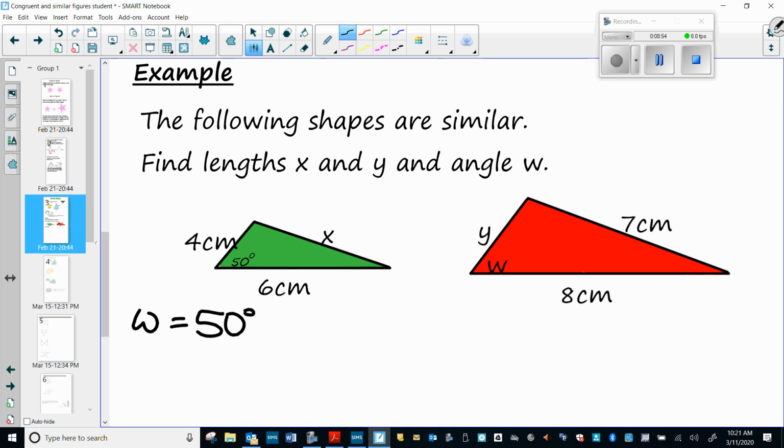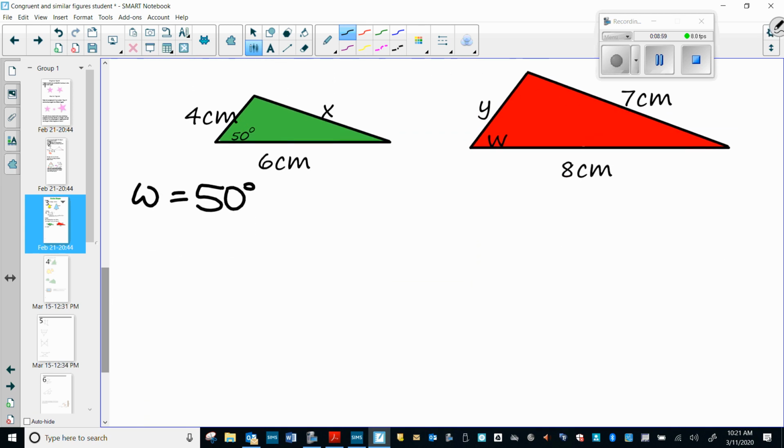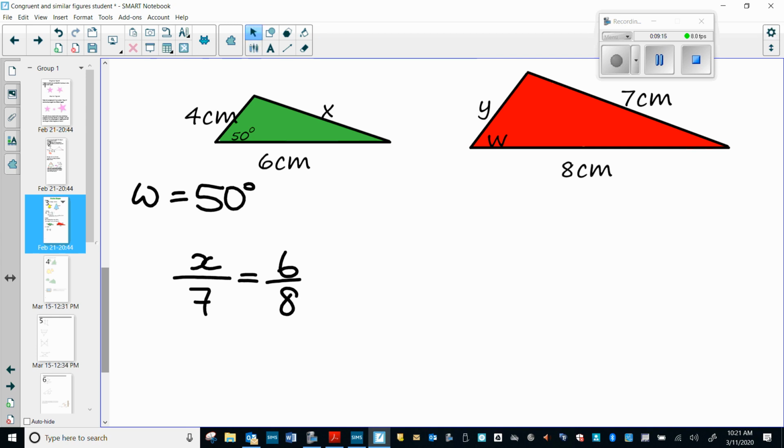So if we're trying to find a missing length, let's start with our unknown. So x divided by what? 7 would be equal to what? Which? Bottom. Yeah, 6 divided by 8, thanks. And why did we choose these two lengths here? Because they're corresponding lengths, and we've got numbers for both of them. Yes, obviously you can't choose this 4 because we don't know what y is, and we can't solve anything with 2 unknowns. So you've got x over 7 equals 6 over 8.